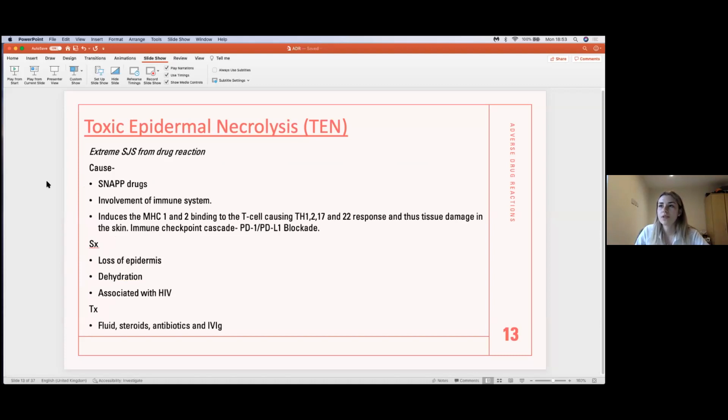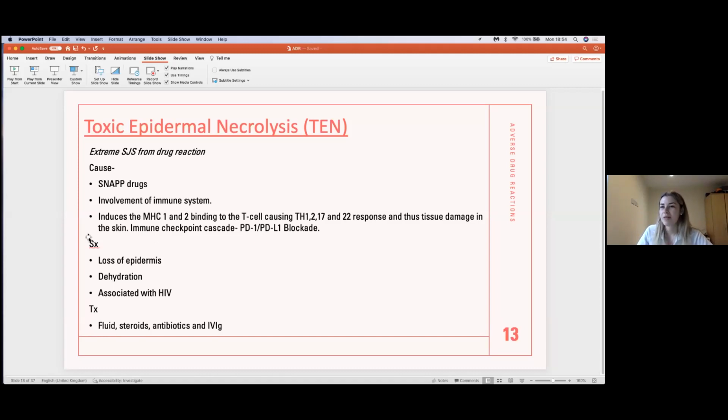So toxic epidermal necrolysis. This is an extreme form or variant of Stevens-Johnson syndrome. It's also caused by the SNAP drugs, but it involves the immune system. And the difference between this and Stevens-Johnson syndrome is that toxic epidermal necrolysis is associated with HIV. So if the patient is already infected with HIV and they form a Stevens-Johnson syndrome type reaction, it will most likely be toxic epidermal necrolysis.